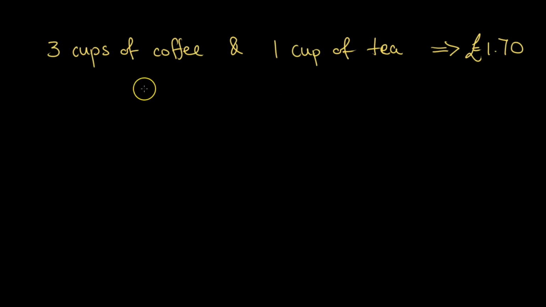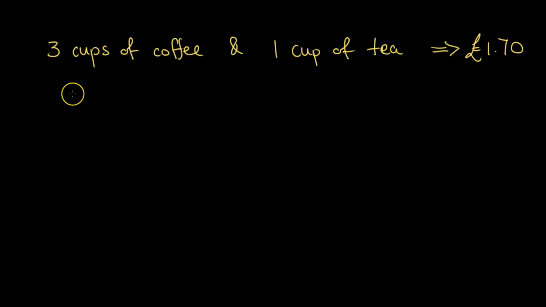But I could also spend 30p on 1 cup of coffee, and then 1 cup of tea would have to be 80p. Now that still works, but as you can see, I have got a different set of solutions to this problem. So there's lots and lots of different possibilities right now for the price of 1 cup of coffee and the price of 1 cup of tea. I don't know exactly the price of either of them.